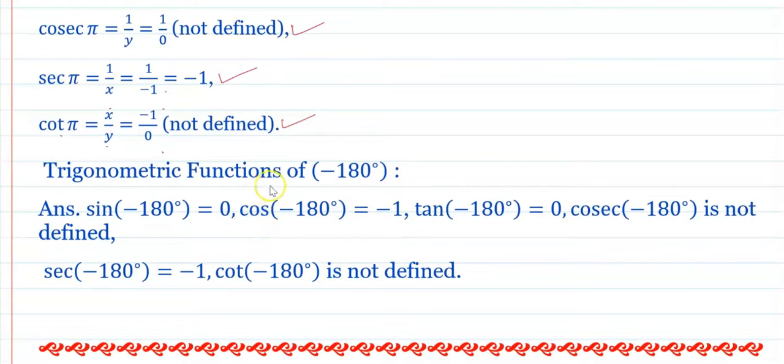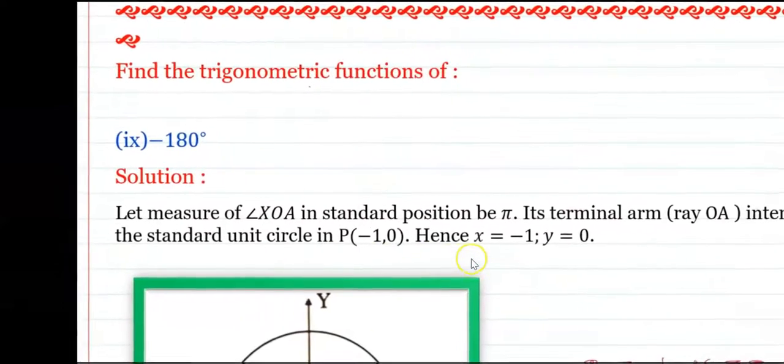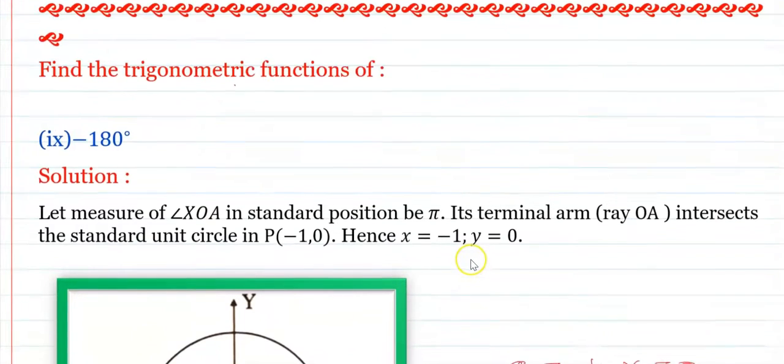And therefore the trigonometric functions of minus 180 are: sin of minus 180 is 0, cos of minus 180 is minus 1, tan of minus 180 is 0, cosec of minus 180 is not defined, sec of minus 180 is minus 1, cot of minus 180 is not defined. In this way, these are the values of the trigonometric functions of minus 180.